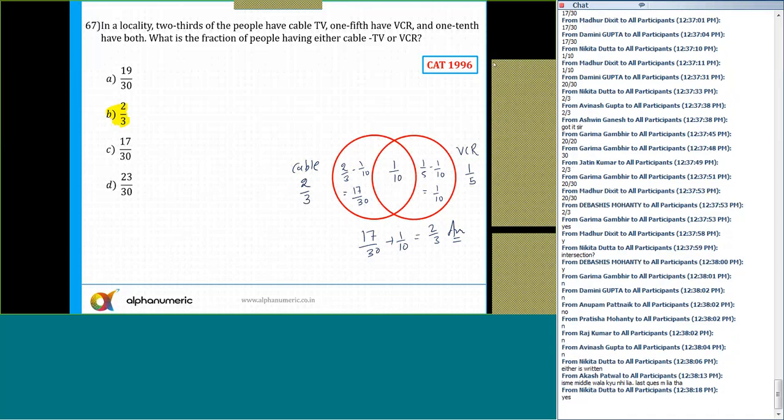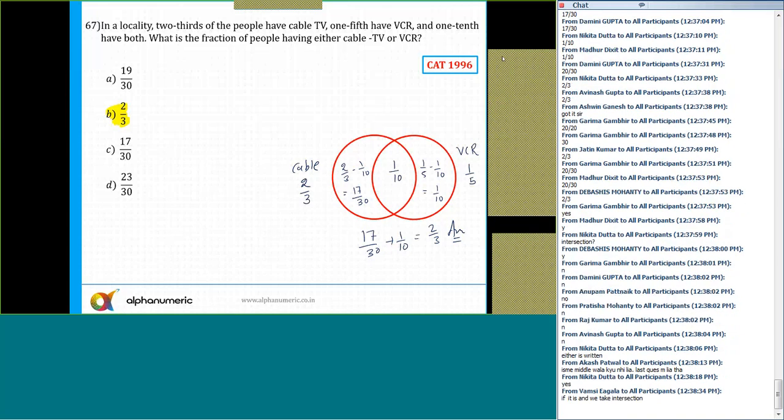Middle one. Huh. Because it says either. Okay, Akash, in the previous question, the term either was not mentioned. It says A or B. So usually the meaning of A or B is what? That is at least one. But here it says, what fraction of the people have either cable TV or VCR?